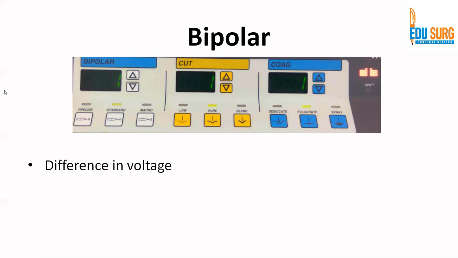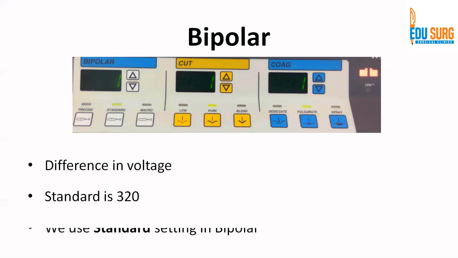So first, for bipolar setting, you can have three options, that is precise, standard and macro. The light shows that commonly used setting is standard. Standard in voltage is 320 kilohertz, and that is what all of us use. We use standard setting in bipolar, and we will see why standard setting in bipolar is used when we see the crest factor, right? So as far as this part of the machine is clear, the most commonly utilized setting is standard at 320 kilohertz, and usual setting for the power is 40 to 50, right?